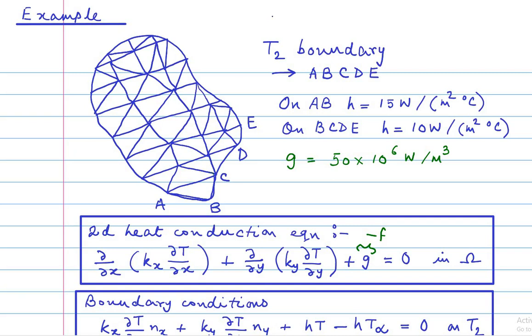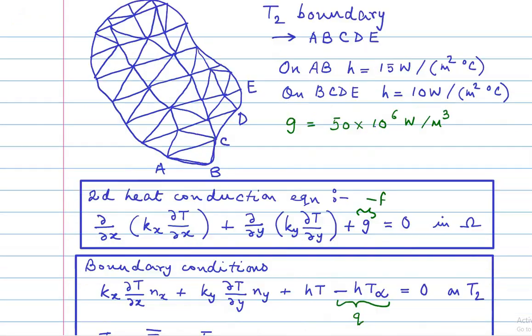S2 and gamma 2 we are using for the same type of boundary. So it's the gamma 2 boundary, or you can call it the S2 boundary. Here convective heat transfer is occurring at this boundary with this value of H, but H is different on AB and BCDE. So these are the two values of H. And there is a generation term within the domain, so that is G.